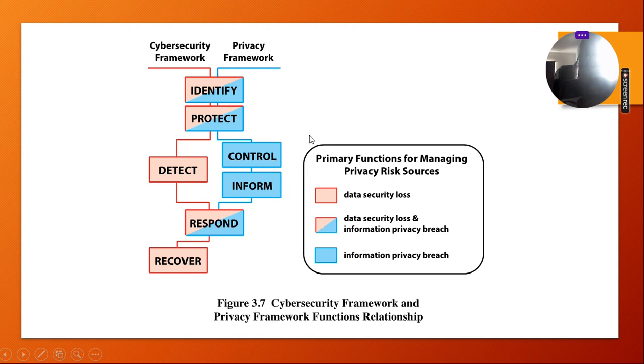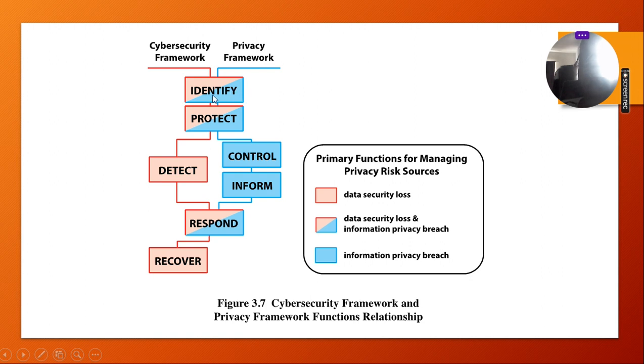If you look at this, it looks like a flow chart, but not really. Let's look at this figure. On the left side, we have the cybersecurity framework. On the right side, we have the privacy framework. The pink color is data security loss. The blue color is information privacy breach, how much information privacy breach has occurred.